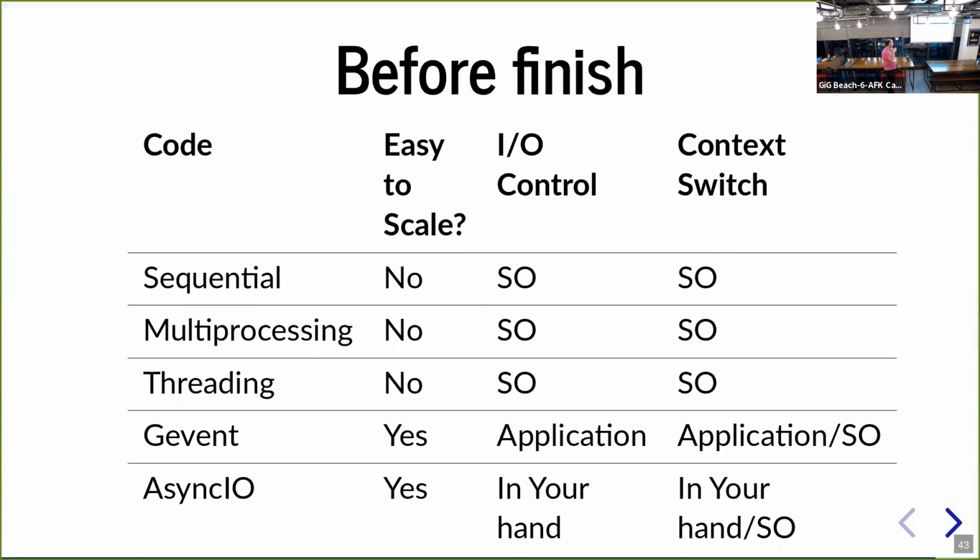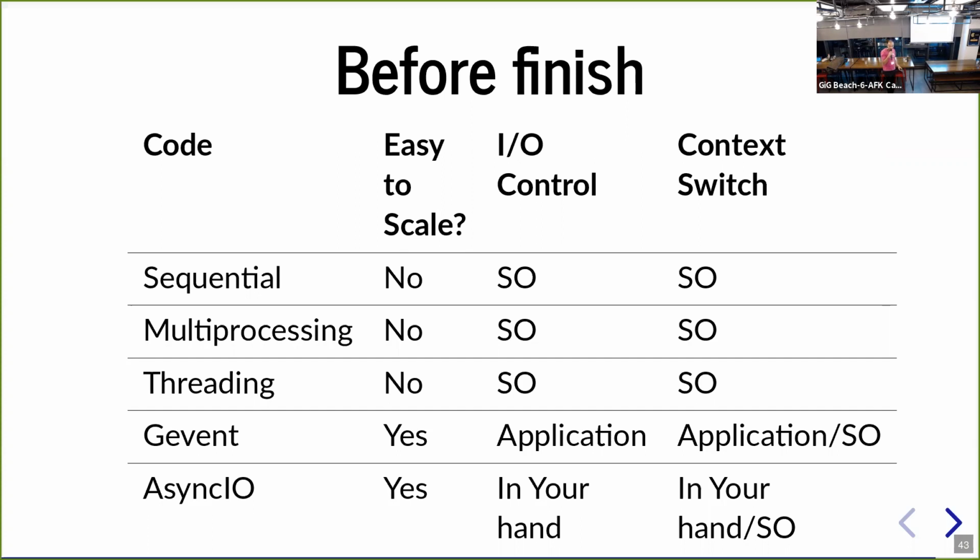Here, before I finish, what is the code? If you use a sequential code here, is it easy to scale? No, because sequential code doesn't scale. You use this, of course, because sometimes you need to use this, but it doesn't scale. Do you have IO control? No, you don't, because when you use this it is blocking IO, then you don't have the control.